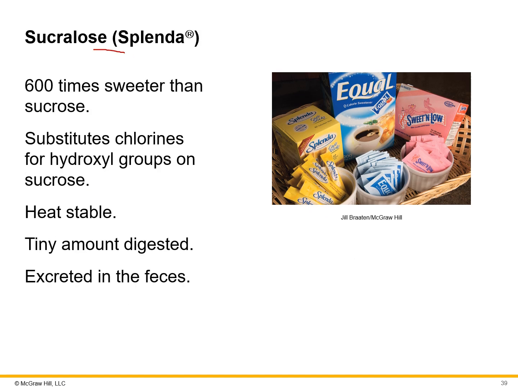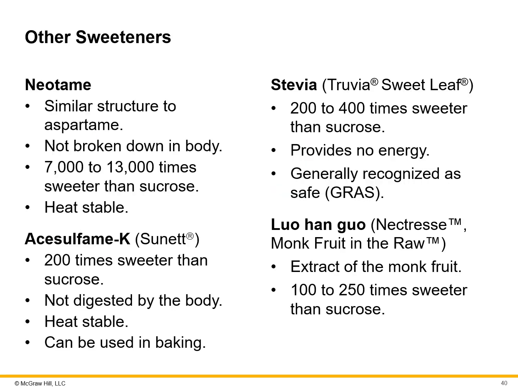Sucralose or Splenda is even sweeter, about 600 times sweeter than sucrose. So again, not very much is needed to get that sweet. It substitutes chlorines for the hydroxyl groups in sucrose, so our body doesn't recognize it and can't break the bonds. It is heat stable, so as far as using it for baking, it's a good substitute. And again, only a small amount is digested because of those extra chlorines that our body just doesn't recognize. So instead, it gets excreted in our feces.